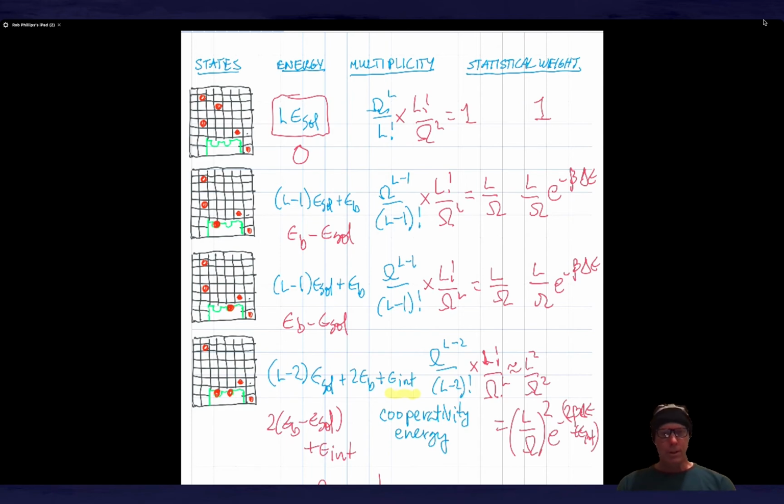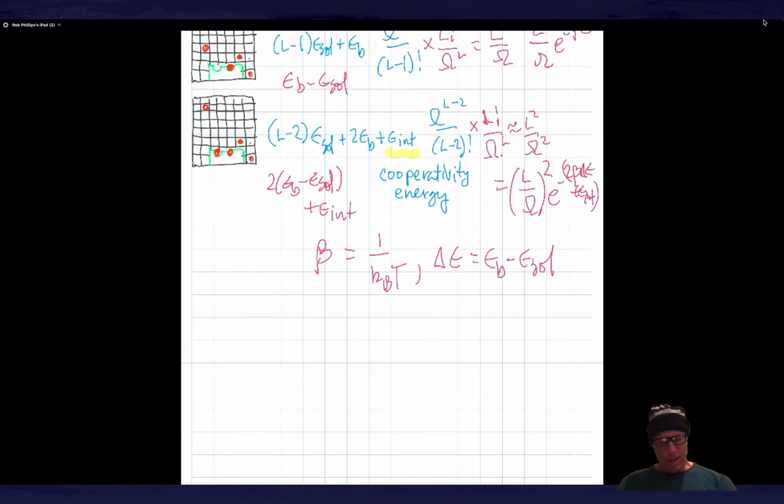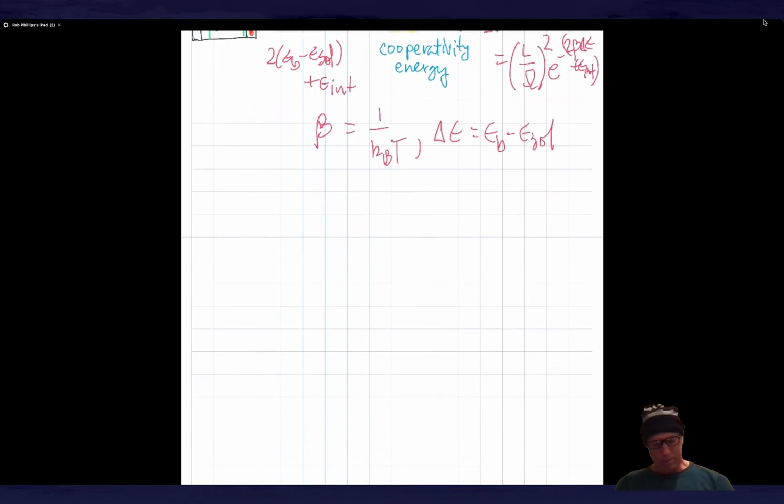The new feature of this problem is this term in the energy, epsilon int. That is where cooperativity is coming from. What that's going to do is it's going to bias the doubly occupied state. It's going to make that state either more favorable or less favorable, depending on if we have positive or negative cooperativity. So I'm basically ready now to write the average number of bound ligands.